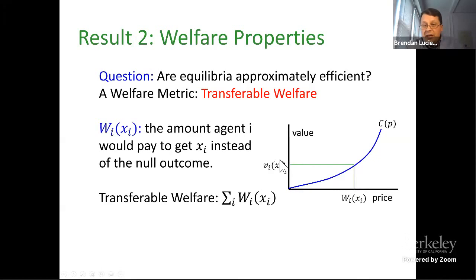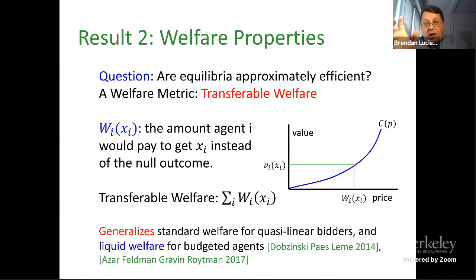And then transferable welfare is the sum of this value over all the different agents. You can think of this as how much the pool of agents would be willing to pay in aggregate to fund this mechanism. I want to note that this generalizes the standard notion of welfare for quasi-linear agents. It also generalizes the notion of liquid welfare for budgeted agents, which is the minimum of the value and the budget. So it's taking those notions and extending them to these general curves.